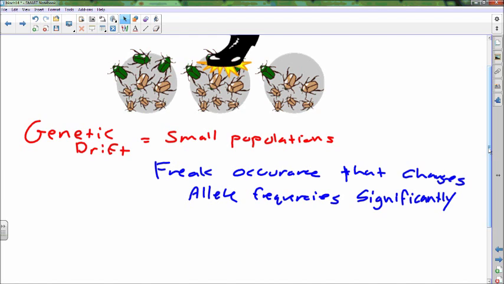So genetic drift happens when you just have freak events, landslides, those kind of things, those natural disasters, that kind of stuff. But it's going to affect small populations because it will affect the percentages when those organisms are removed quite a bit more.